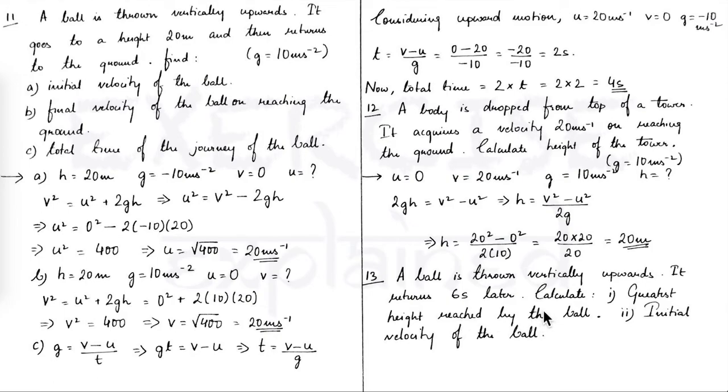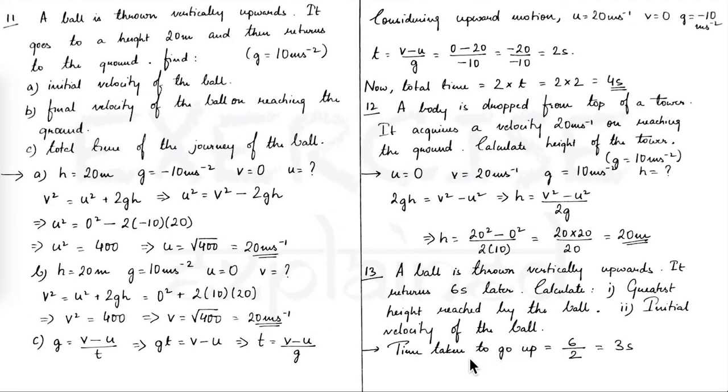So that means we need to find the height. Initial velocity of the ball. We need to find the initial velocity. So time to go up, I have written it as 6 divided by 2 because it will be half of it, so that is 3 seconds.